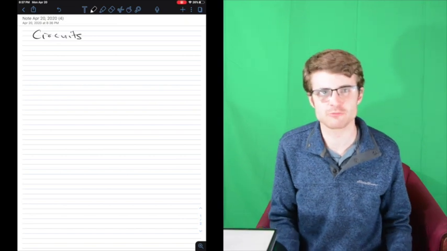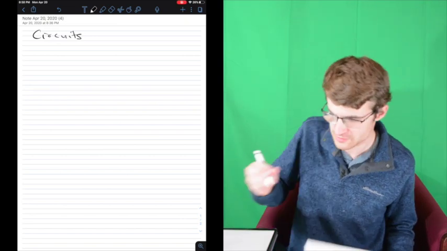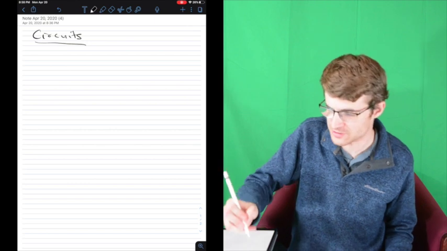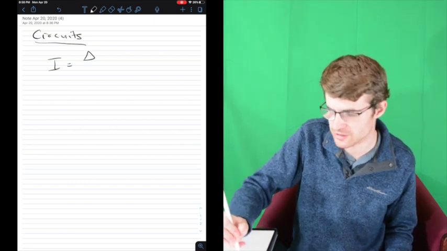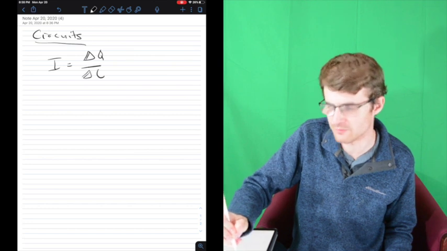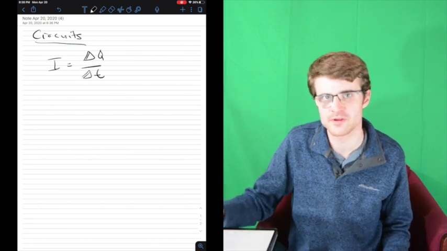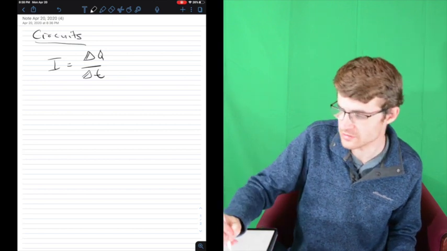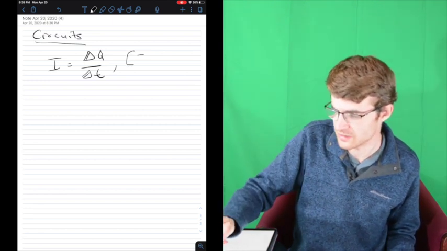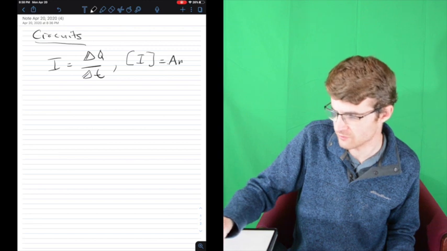Okay, so we're just going to quickly cover electrical circuits here. The big concept that we start out with is current in electrical circuits. I is current, and it's equal to the amount of charge that passes a given point within a certain amount of time. So if 20 coulombs passes a point in 1 second, we say 20 amps is the current. So amps is the unit of current.